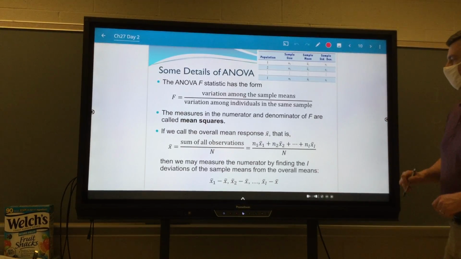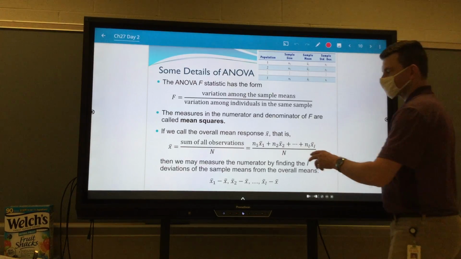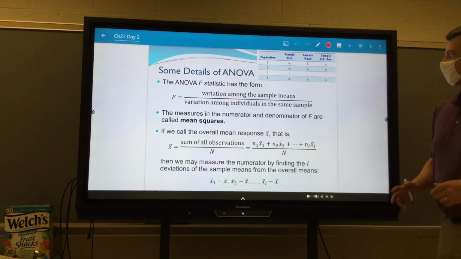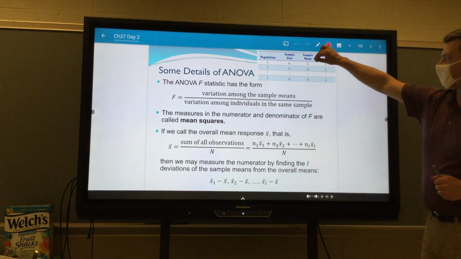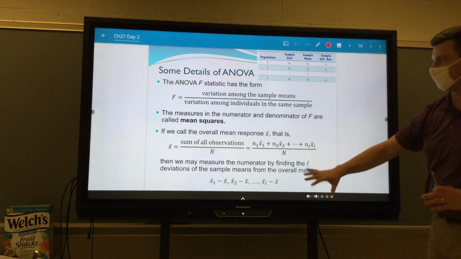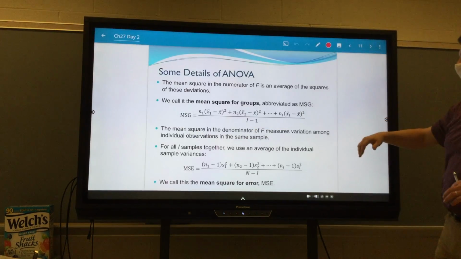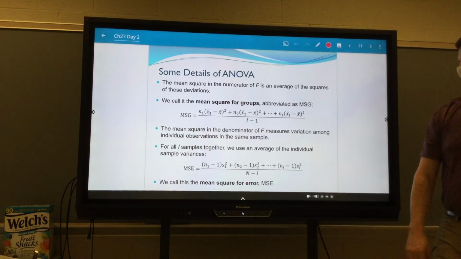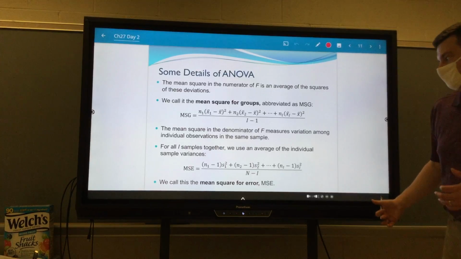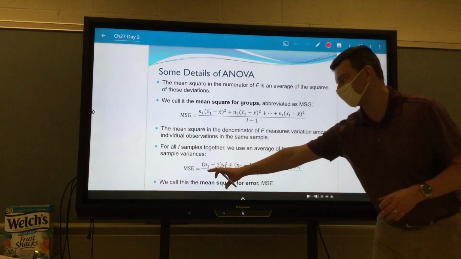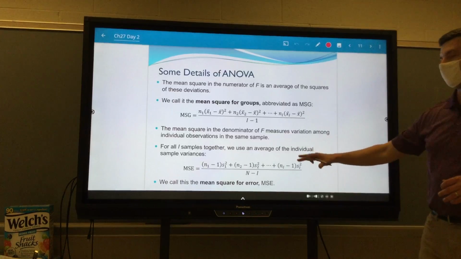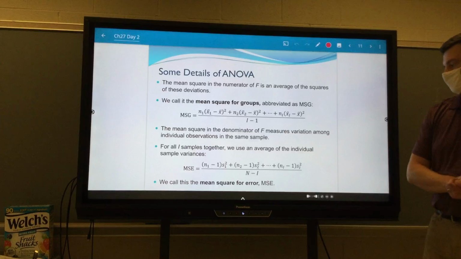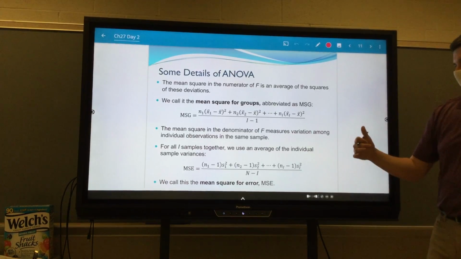And essentially what's going on is you're looking at the sum of all your observations and their means, and then finding out how much each sample mean differs from this overall mean, and that contributes to the mean square for the groups, okay, MSG. You're doing a similar type of thing based off of the number of individuals that you have in the denominator. This contributes and becomes the mean square for the error, MSE.